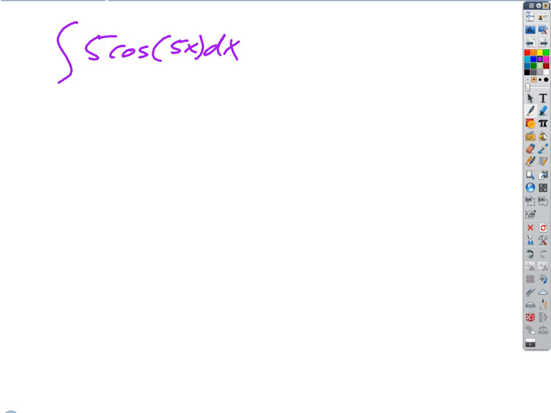Kind of, right? I mean, what if the fives weren't in there, for example? We could do this then, couldn't we? If we know the antiderivative of cosine x dx is what? Well, sine x plus c, right?